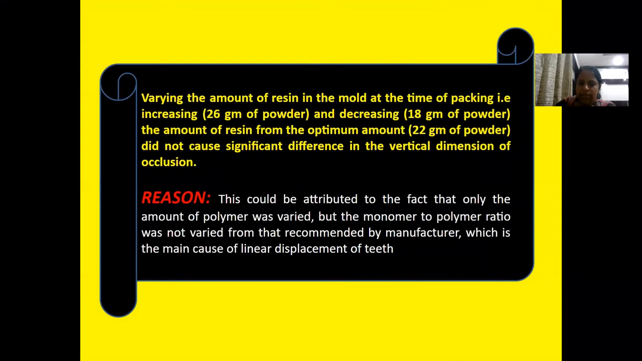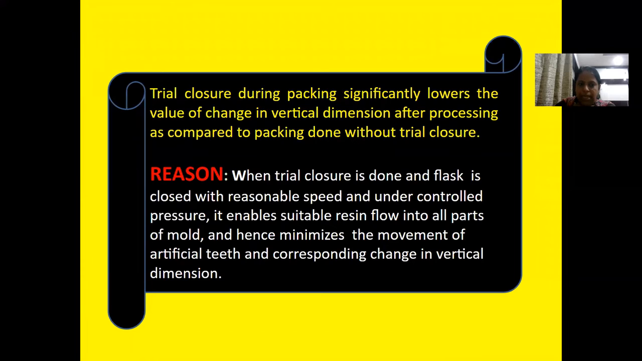It was observed that varying the amount of resin in the mold at the time of packing, that is, increasing to 26 grams of powder and decreasing to 18 grams of powder from the optimum of 22 grams, did not cause a significant difference in vertical dimension of occlusion. The reason could be attributed to the fact that only the amount of polymer was varied, but the monomer to polymer ratio was not varied from that recommended by the manufacturer, which is the main cause of linear displacement of teeth. Then the trial closure during packing significantly lowered the value of change in vertical dimension after processing as compared to packing done without trial closure.